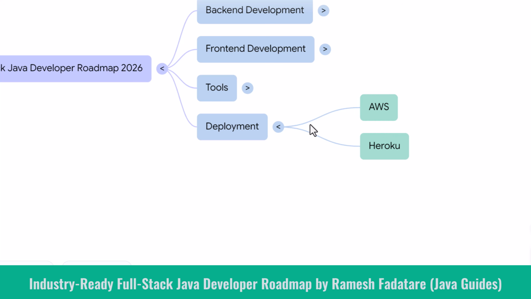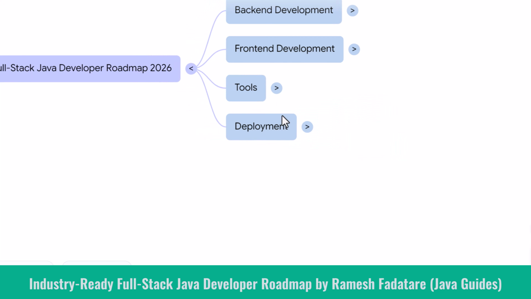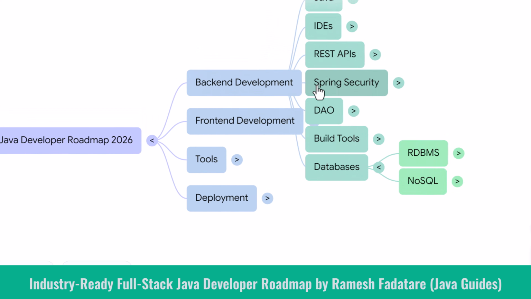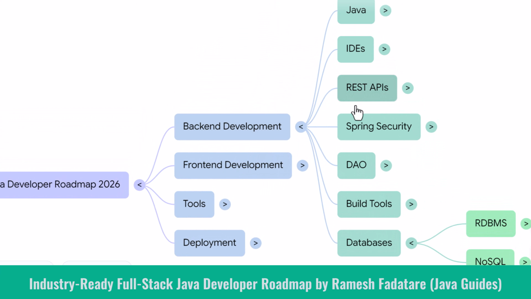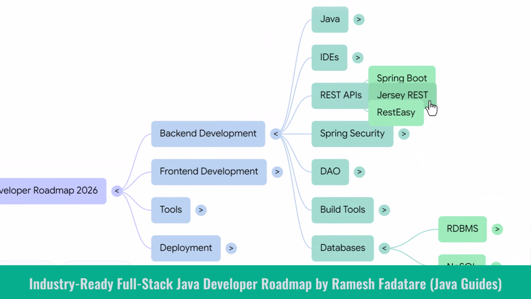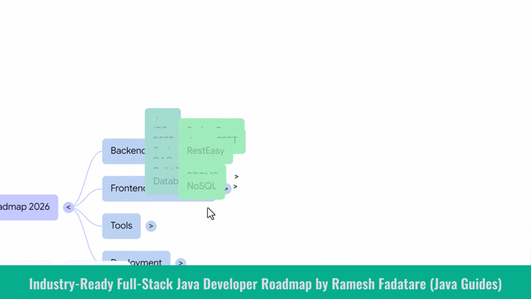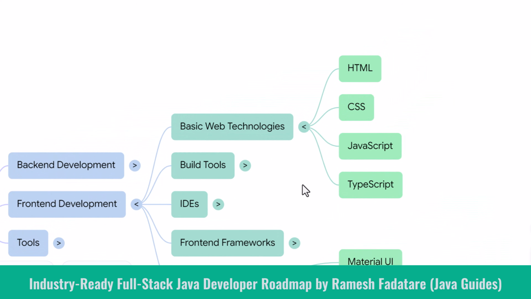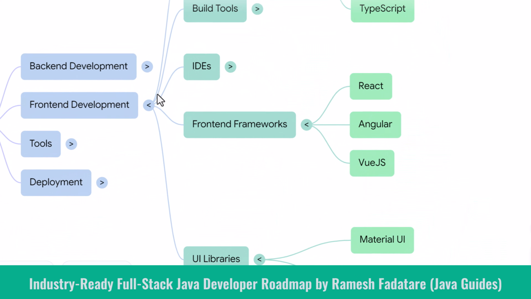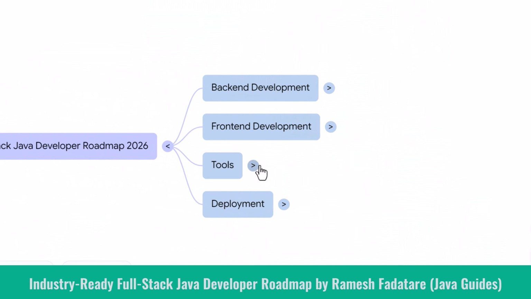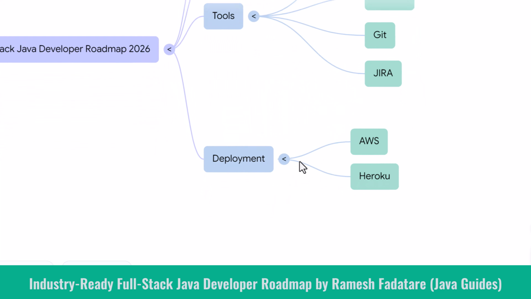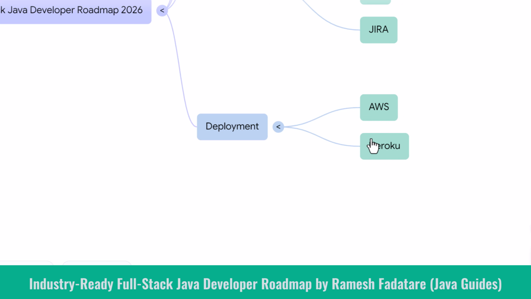And that completes the full-stack Java developer roadmap for 2026. You begin by mastering the backend with Java, Spring, APIs, and databases. You then build your front-end foundation with HTML, CSS, JavaScript, and modern frameworks. You strengthen your workflow with essential tools like Git, Docker, and Jenkins. And you finish by learning to deploy your applications using cloud providers like AWS or Heroku.